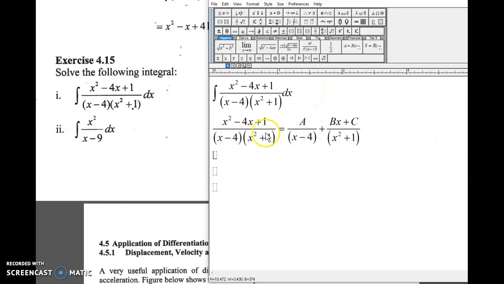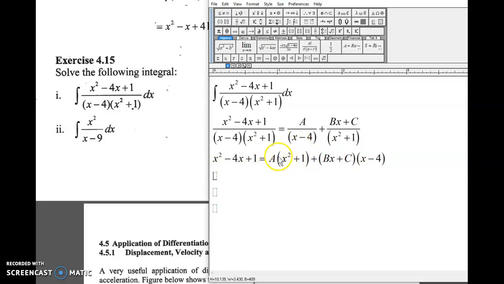We have for the linear factor A over x minus 4, and as for the quadratic factor, Bx plus C over x squared plus 1. Now that we have written it down like this, the next thing to do is to eliminate the denominator by multiplying them with this. Okay, that will leave us with all of the numerators with the multiplication, right?